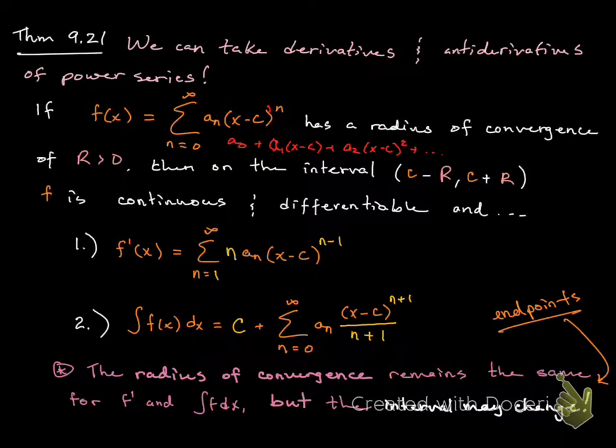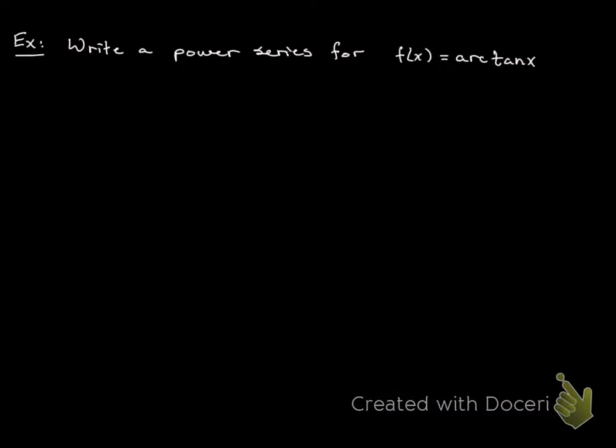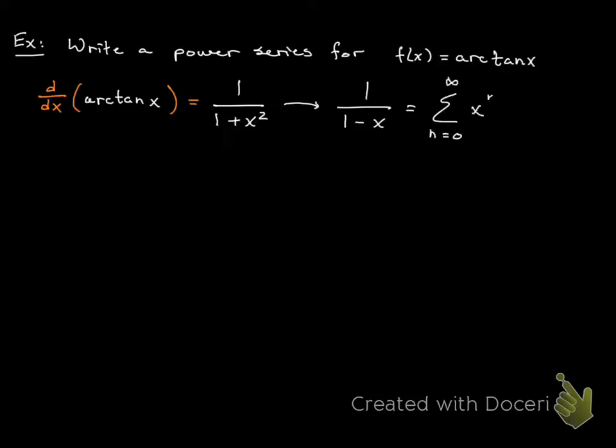I just want to do one example where I take a derivative or antiderivative here and show you some of its use. Write a power series for f of x equals arctan of x. What do I know about arctangent? I know its derivative. That's an easy one, right? The derivative of arctangent of x is 1 over 1 plus x squared. And what we notice is this looks very similar to our template, 1 over 1 minus x, as a power series. So what we're going to try to do is write this 1 over 1 plus x squared as a power series.